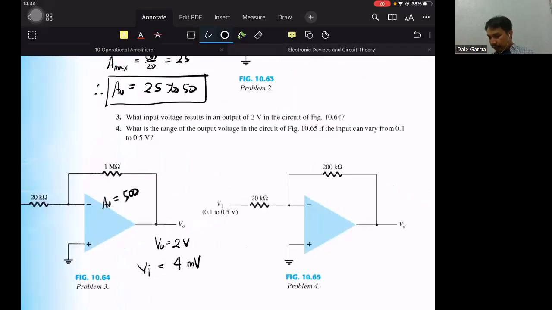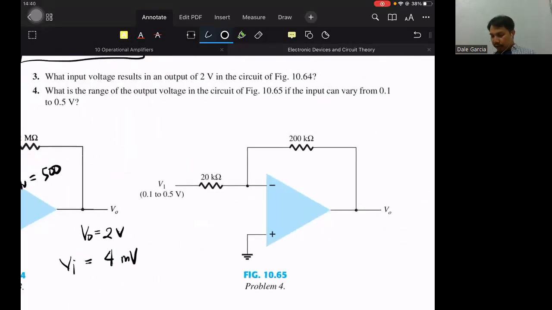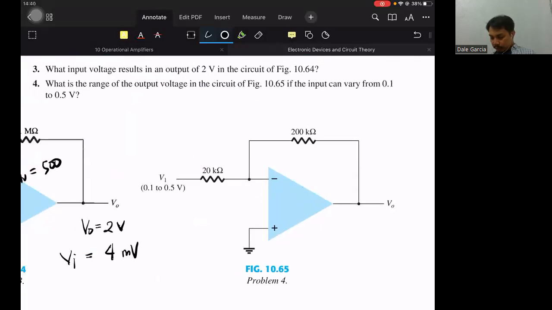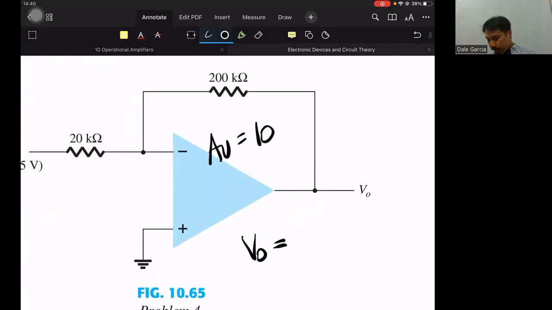Problem number 4 is the same. No? The range is just the input. So the gain here is 10. Okay, 10. So meaning the output should just be 10 times the input. 0.1 times 10 is 1. 0.5 times 10 is 5. So output is 1 volt to 5 volts.